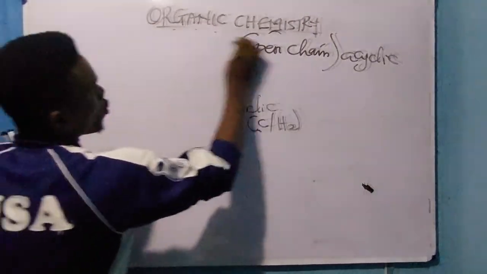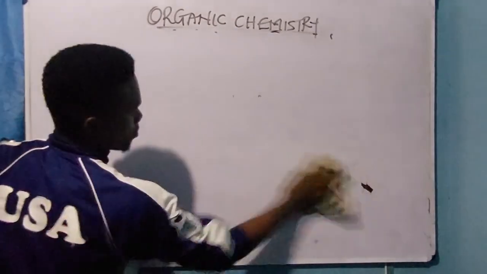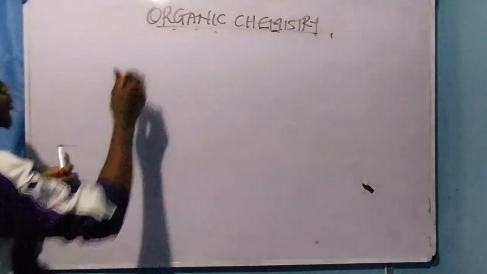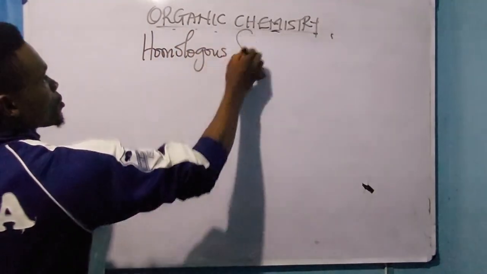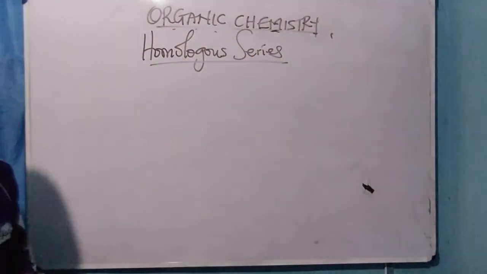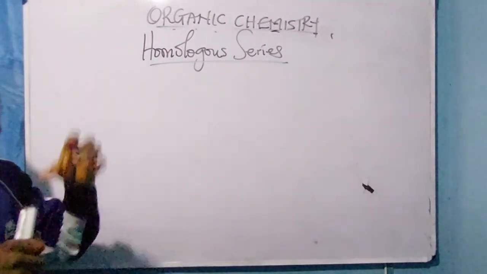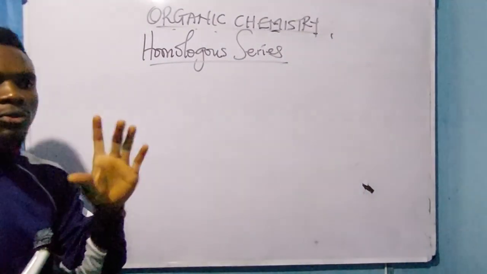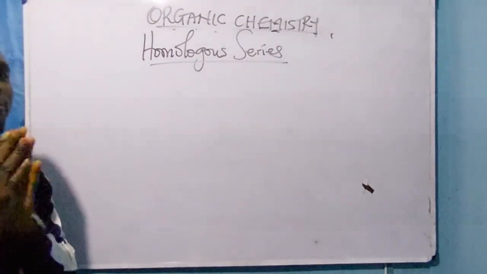Now homologous series. What are homologous series? Homologous series are organic compounds that conform to a general molecular formula and have the same functional group.